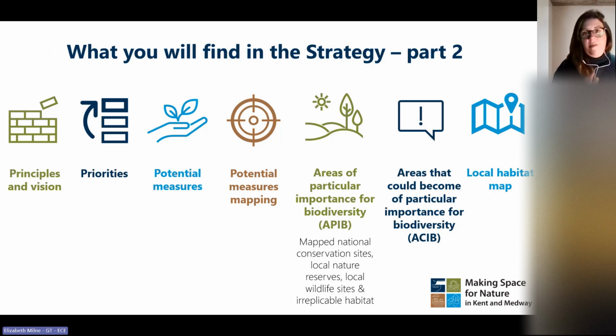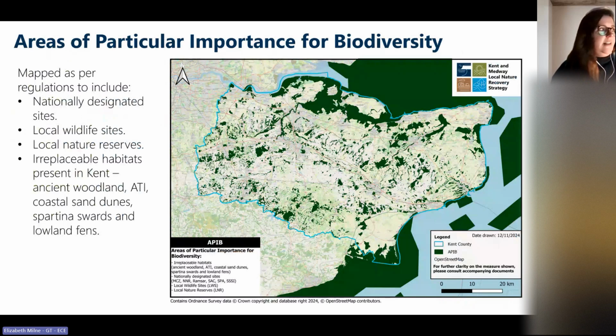So then we come to the three distinct maps that the strategy requires us to present. So the first is the areas of particular importance for biodiversity, and these essentially are our mapped national conservation sites, our local nature reserves, our local wildlife sites, and irreplaceable habitat. And the basis for this is that this is indicating all of the sites we currently have in the county that are offered some level of protection or implied management through the designation and or the planning system. So this was mapped to the letter in terms of what the regulations required. So there was no autonomy in this mapping for us, and that's effectively what we have. And you will be very familiar with our various protected sites across the county, no doubt.